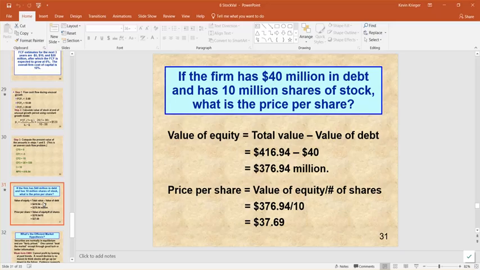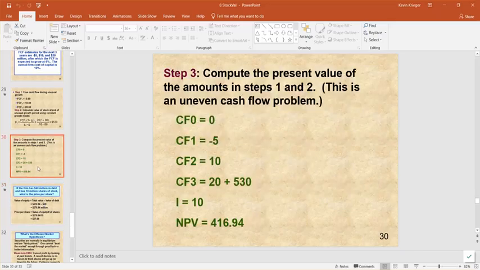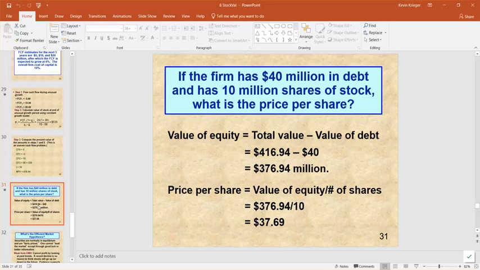So if you have any information about debt or preferred stock, you have to subtract out the value of any debt or preferred stock. You have to repay, for example, $40 million of debt here before your common shareholders can all split the proceeds. So you take your $416.94 here and subtract 40. Of your $417 million of present value free cash flow, you actually only have $377 million to distribute amongst the shareholders, since you have to repay $40 of debt before we can split the proceeds.